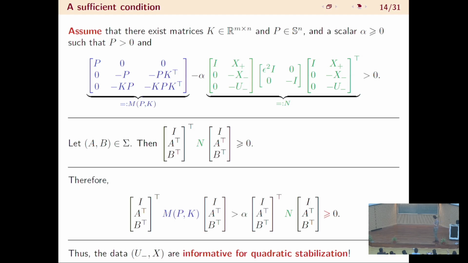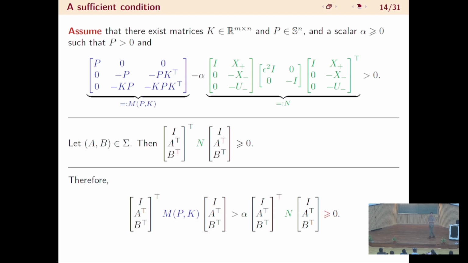How is it always greater than N? So the matrix N itself is not positive semi-definite. But if I multiply N by identity, A transpose, B transpose and the transpose of that, then it's positive semi-definite, for any system A, B consistent with the data. But N itself is not necessarily positive semi-definite. In fact, it's never the case.